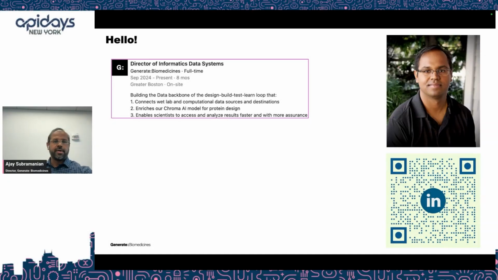Hi, I'm Ajay Subramanian, Director of Engineering at Generate Biomedicines. At Generate, our mission is to program biology to transform how medicines are created, developed, and accessed. The way we do that is by instantly generating optimal therapeutics for the greatest impact on human health. Our scientists use our Chroma AI model to design proteins that have specific therapeutic properties. We then evaluate those proteins in our wet lab for their pharmacological properties and parameters.